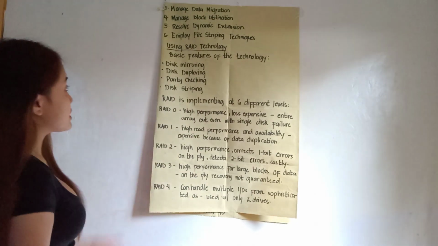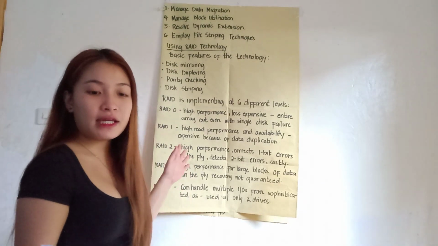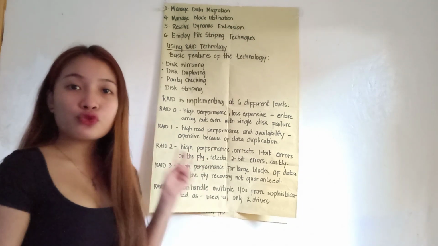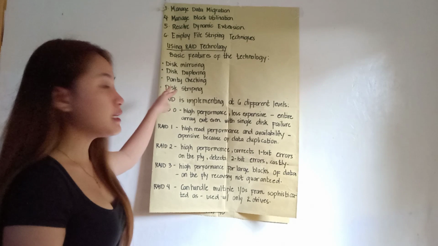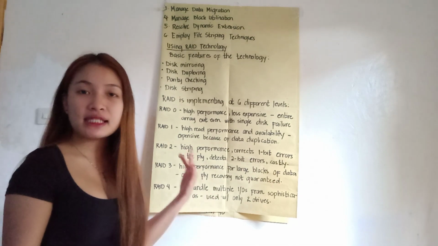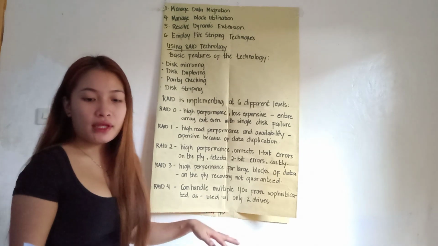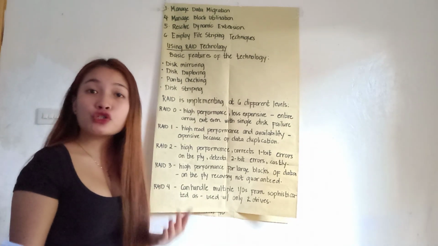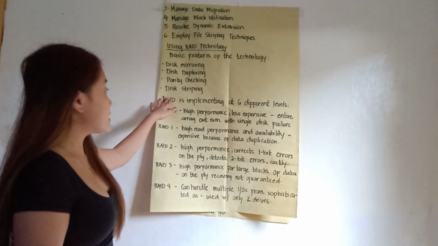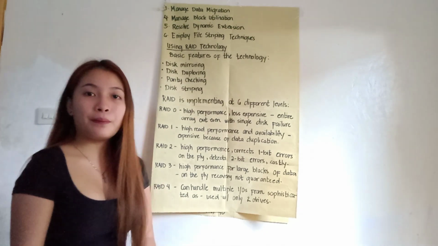Here are some basic features of the technology. The first one is disk mirroring. Disk mirroring is the writing of the same data to two disk drives connected to the same controller. The second one is disk duplexing. It is similar to mirroring, except here each drive has its own distinct controller. The third one is parity checking, which is the adding of a parity bit to the data to ensure correct data transmission. Then the fourth one is disk striping, where data is spread across multiple disks by sectors or bytes.